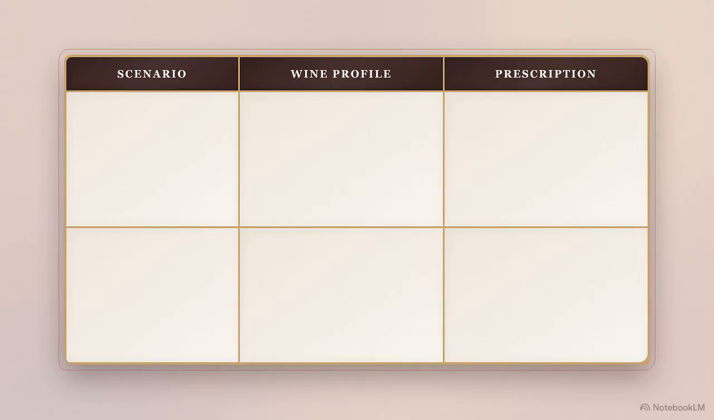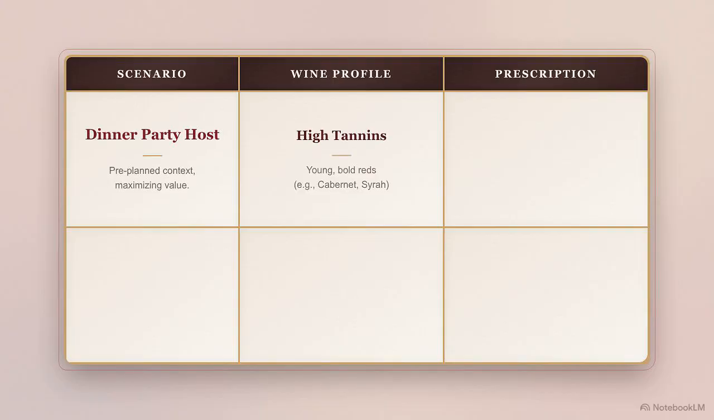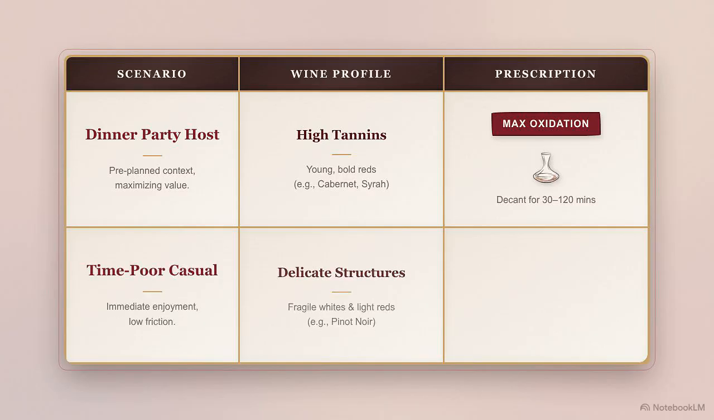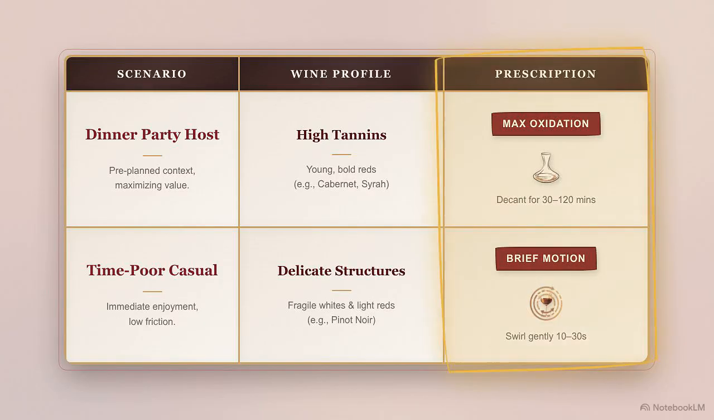We map these strategies to drinker lifestyles. For the dinner party host, buying young, heavy reds necessitates the time investment of decanting to maximize value. Conversely, the time-poor casual optimizes for lighter reds and whites, which only require a 10-second swirl.